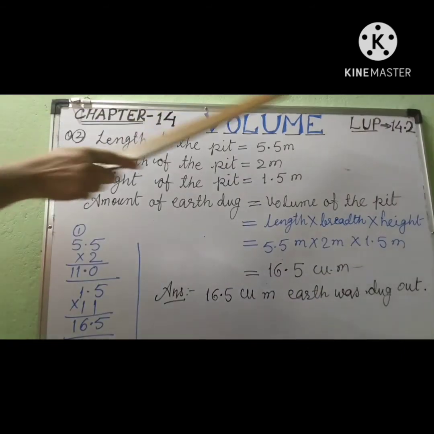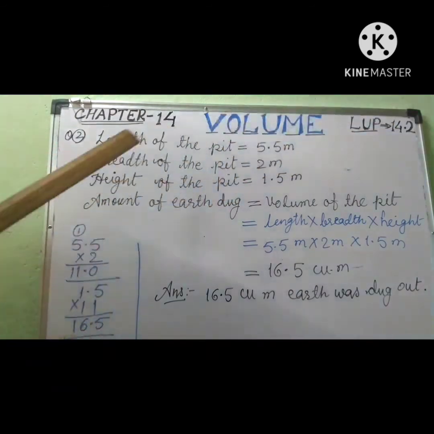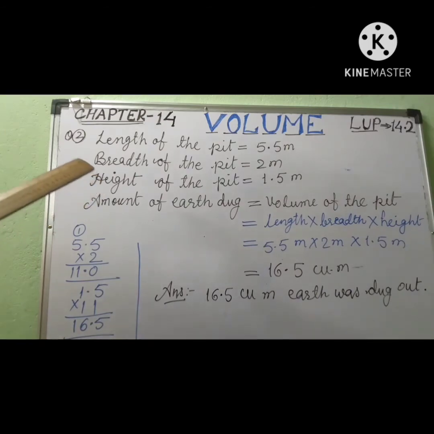Now in let us practice 14.2 we have word problems and we have to find the volume of the given word problems. Okay. So here a laborer is there and he is digging earth and making a pit. Okay. एक लेबर है जो कि मिट्टी को खोदकर एक पिट बना रहा है. पिट मतलब गड्ढा बना रहा है.